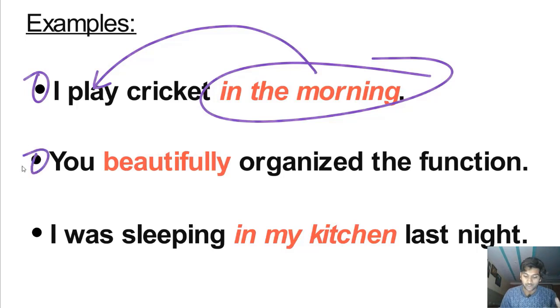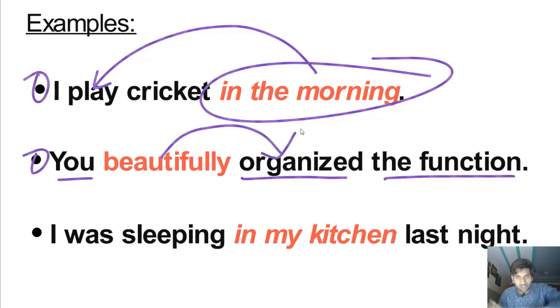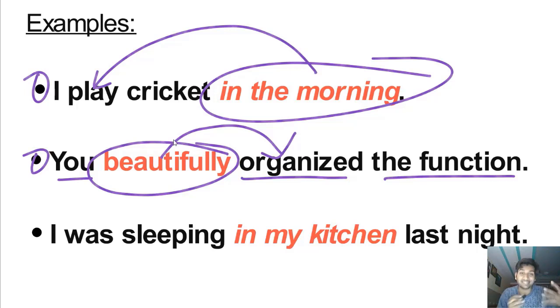Second example: you beautifully organized the function. You organized the function. Subject, verb, its object, right? You beautifully performed the action. So beautifully here is the adjunct to the sentence. It is an adverb, and since it is giving extra, non-essential information, we'll call it an adjunct to the meaning of the sentence.